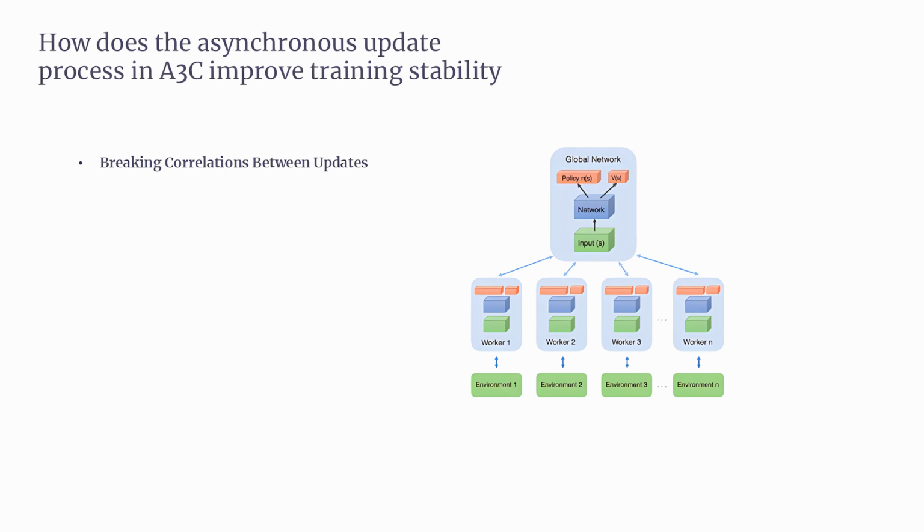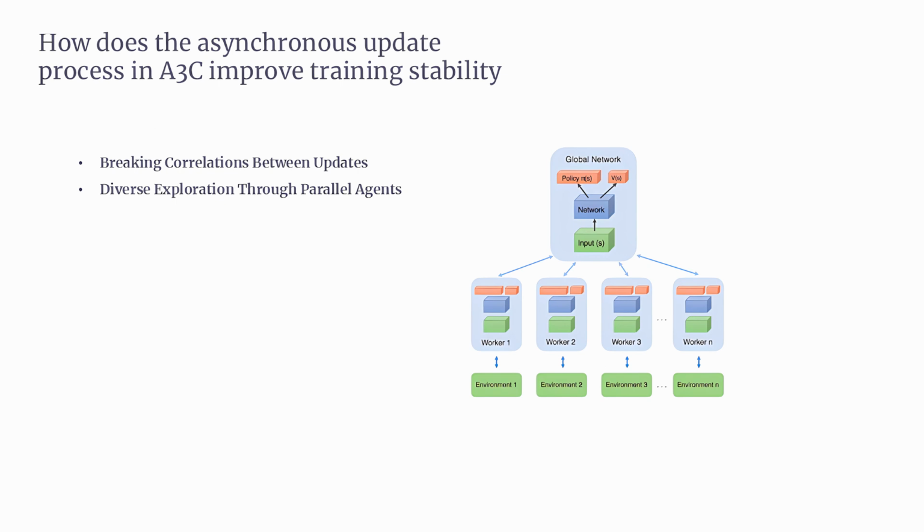In many reinforcement learning methods, updates happen in a synchronized manner, which can lead to patterns that reinforce bad behaviors or create instability. A3C's agents update the global model asynchronously, meaning they don't all update at the same time. Because updates happen independently, it reduces the risk of harmful correlations that could slow down or destabilize learning. The second, diverse exploration through parallel agents.